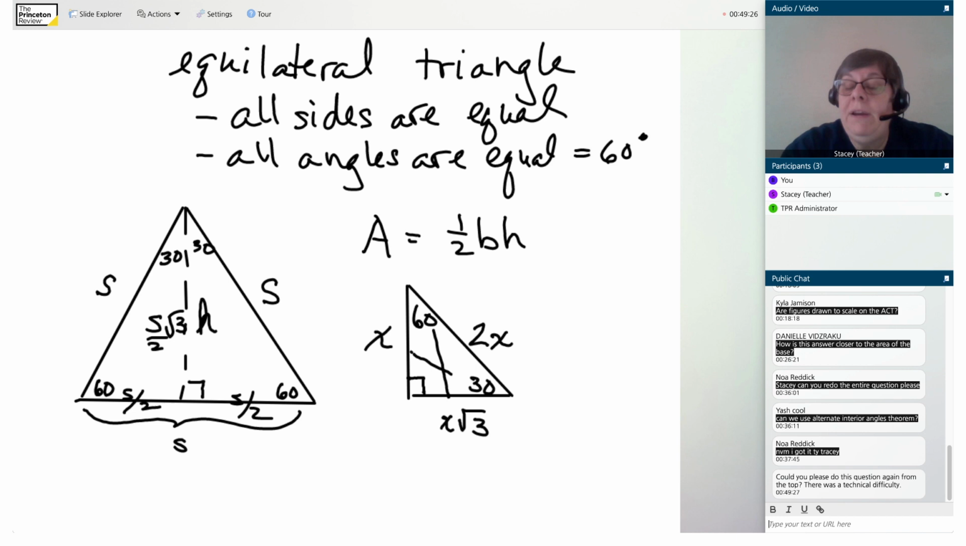Oh, technical difficulty? Sure. Technical difficulty, you're talking about the equilateral triangle question, redoing that one? Let's start it again with a new whiteboard.